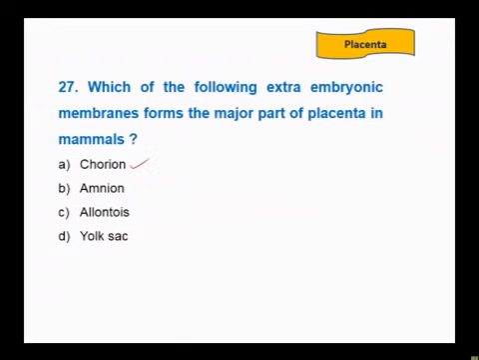You know that it forms chorionic villi. As a result, fetus is attached to the wall of the endometrium with help of chorionic villi or through placenta. Therefore, the right option is chorion.